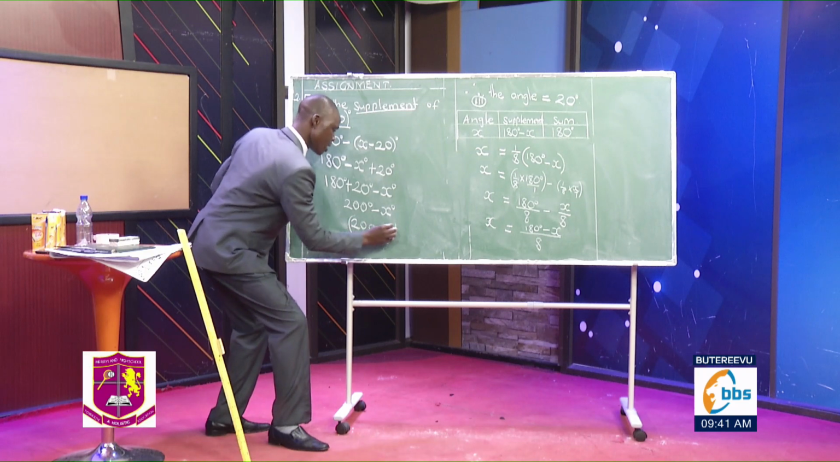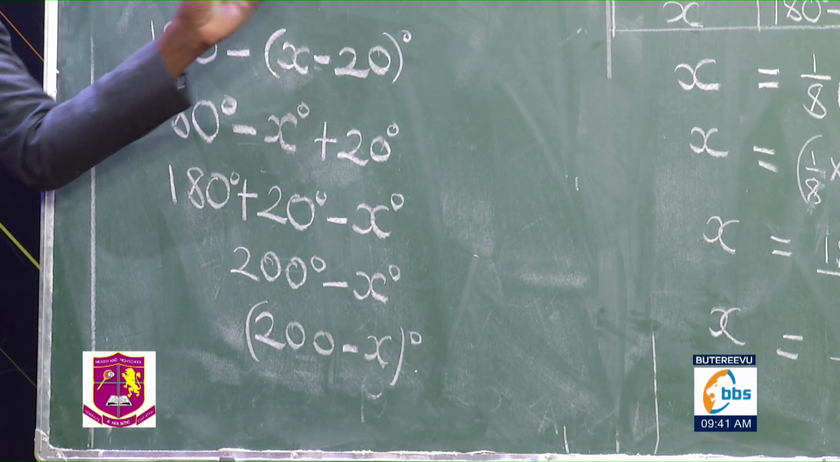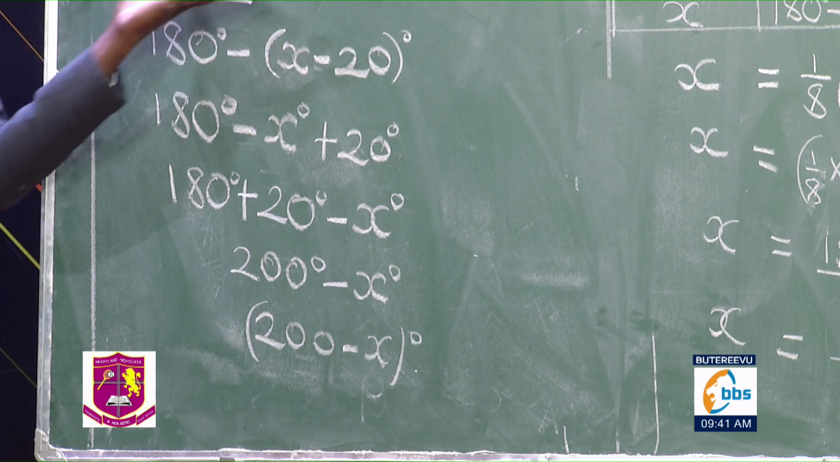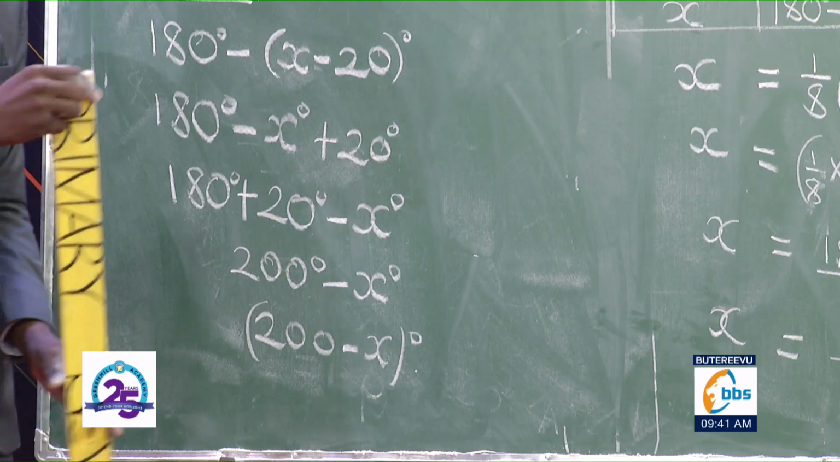All these are degrees. And therefore, find the supplement of this angle. The supplement of this angle is 200 minus x. Those are degrees. Underline.